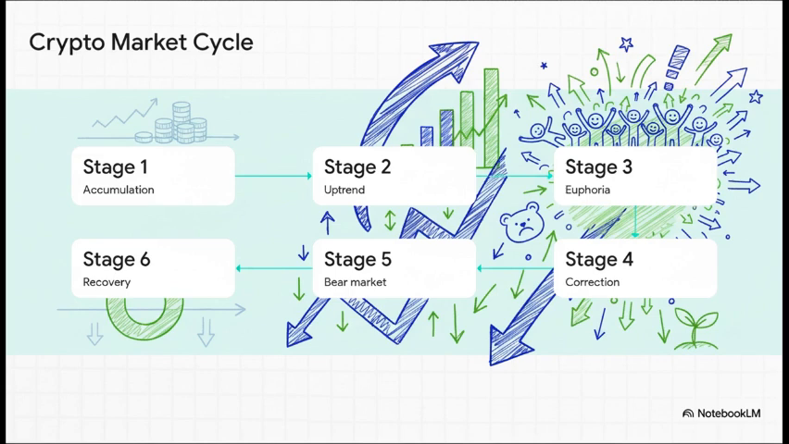It usually starts quietly in what's called the accumulation phase. Then it builds into a nice uptrend. Then, bam, you hit euphoria, where it feels like prices can only go up and everyone is jumping in. Of course, that's usually followed by a painful correction, which can turn into a long, grinding bear market. Finally, things bottom out, and the recovery begins, starting the whole process over again. Just knowing where you might be in this cycle can make a huge difference.